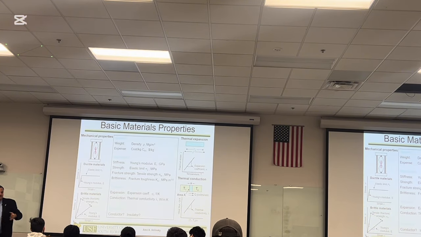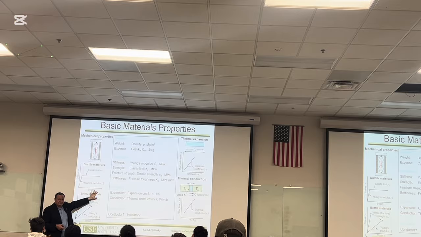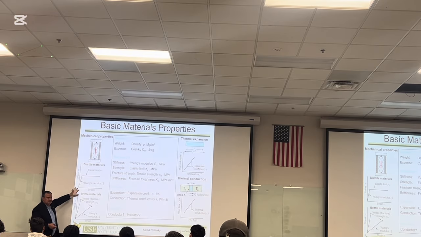Now the strain is exactly what he said. It's the elongation divided by the original length. What's the elongation measured in? Meters. And what's the original length measured in? Meters. So if you divide meters by meters, what do you get? No units. So strain here has no units. Right? But what are the units of stress? We just discussed that.